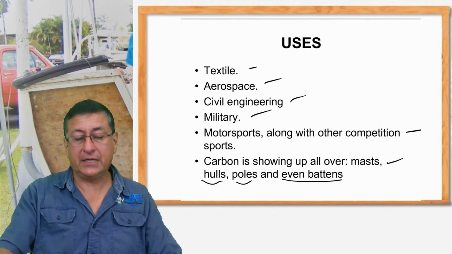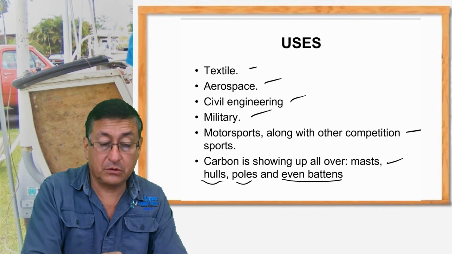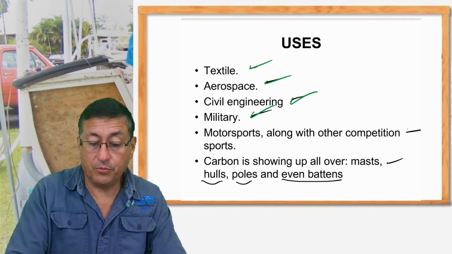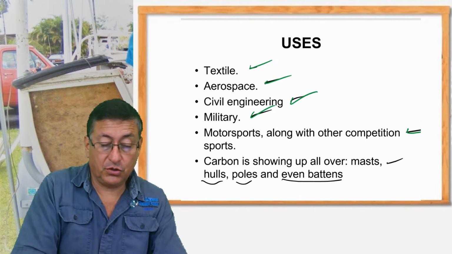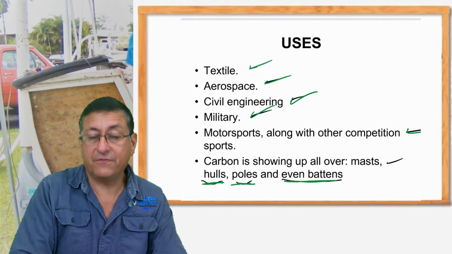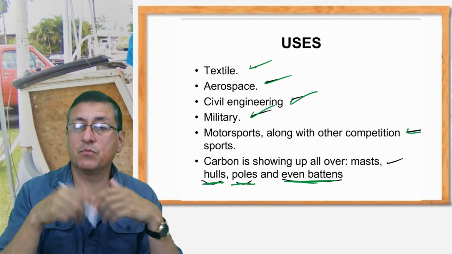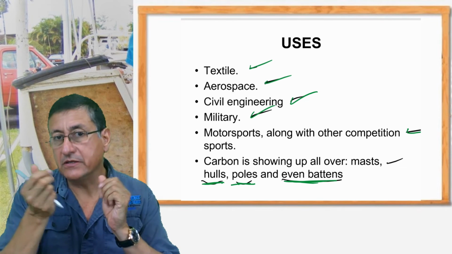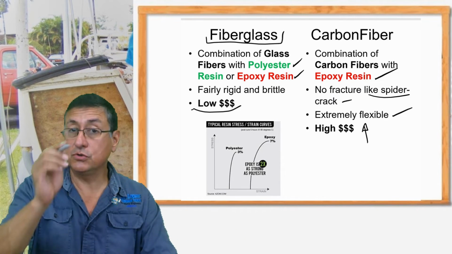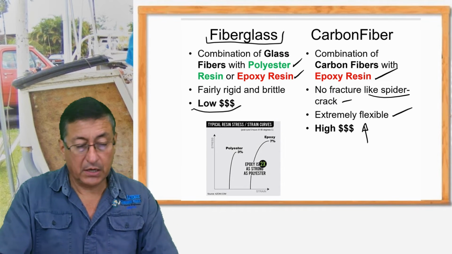Now we are going to analyze uses of carbon fiber. Carbon fiber is commonly used in textiles, aerospace, civil, military, in competitions, and in the fabrication of hulls, poles, and different types of structures. Carbon fiber is more popular every day. It's expensive in comparison with fiberglass, but it's wonderful. Those are the properties of fiberglass in comparison with the properties of carbon fiber.